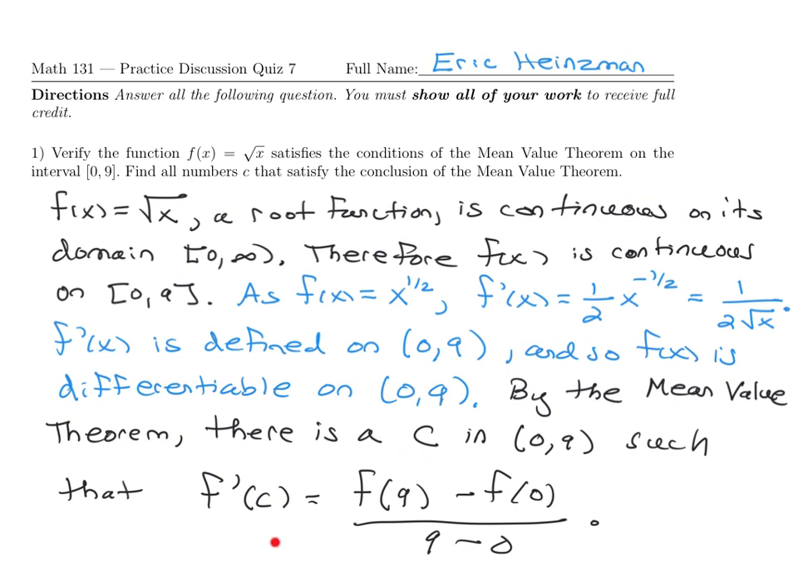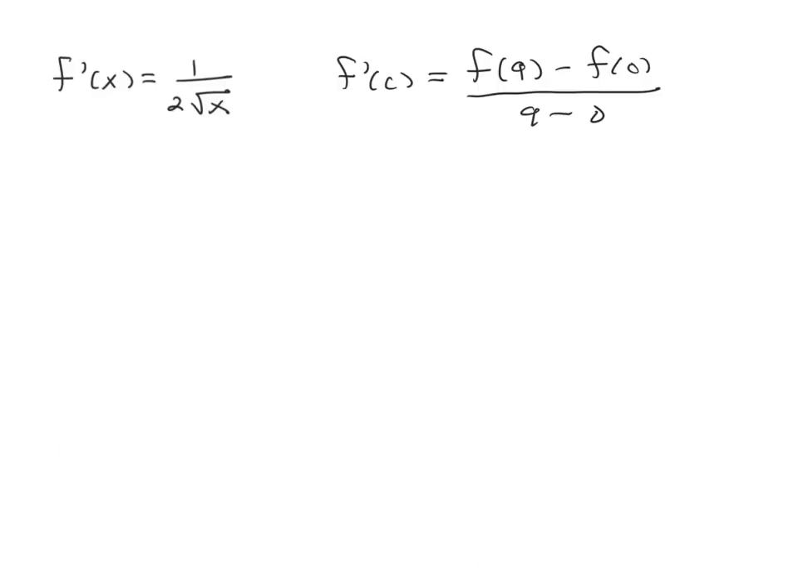I'm going to do this computation on the next slide so we can solve for the value of c. Basically, I'm going to take c, put it into the derivative, compute the other side of the equation, and solve for c. Here I just simply copied down what was on the previous slide: the derivative of the function, and then the conclusion of the mean value theorem. I'm going to take c and put it into this formula here.